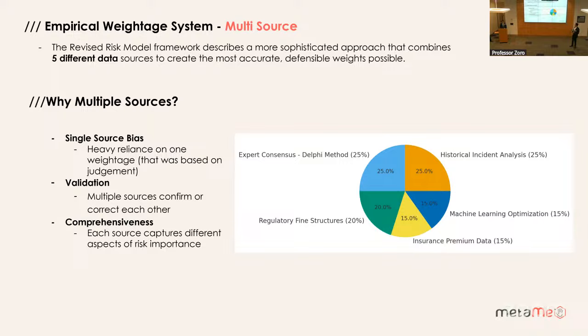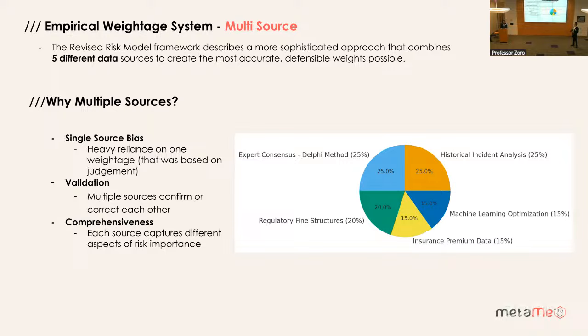The way we're going to do this is we're going to use multiple sources instead of just the highs, mediums, and lows that the previous team came up with. We're going to use multiple sources to assign weights to these risks, divided into 5 different portions: historical incident analysis, expert analysis, machine learning optimization, insurance premium data, and regulatory fine structures. We'll get into all of that in a second.